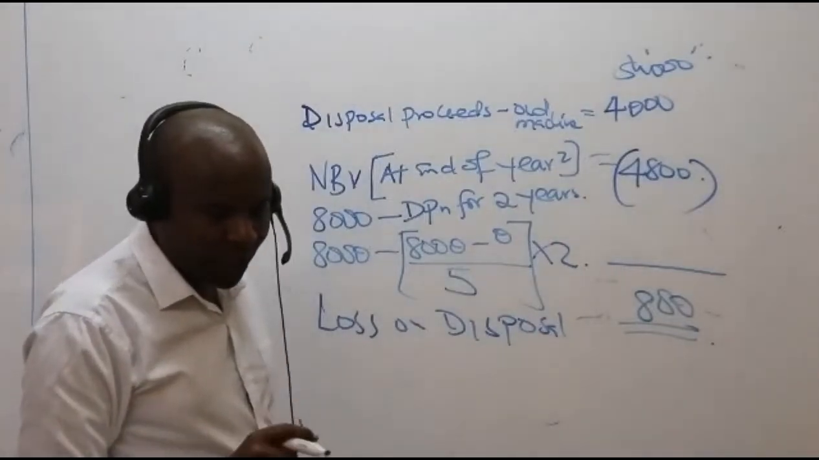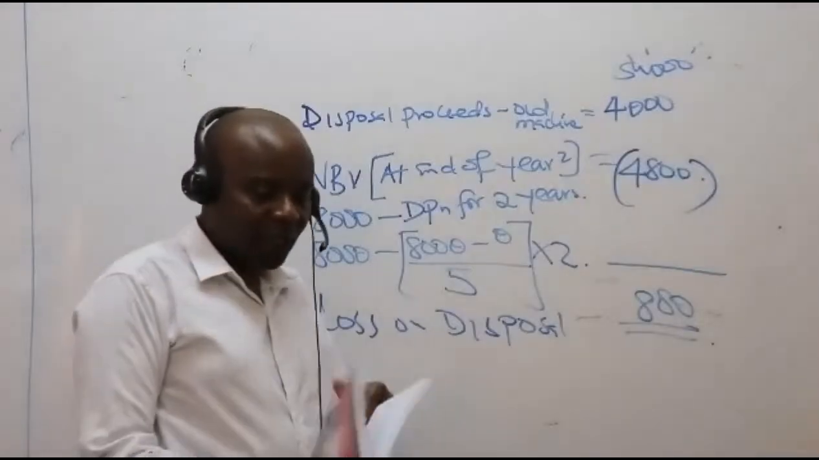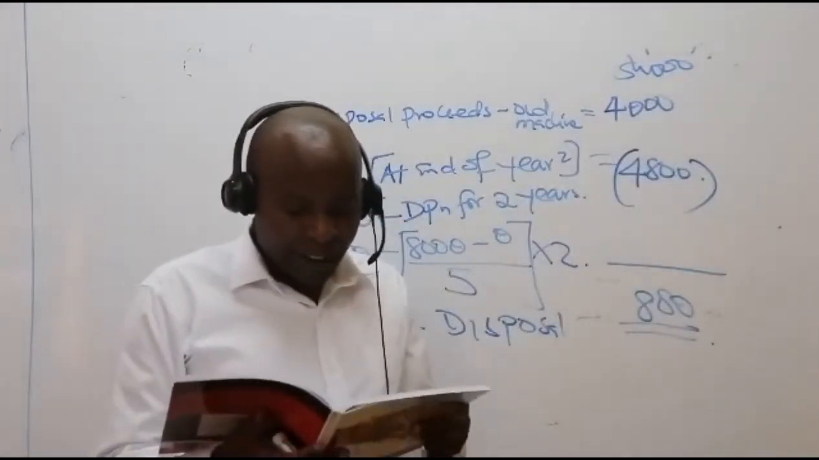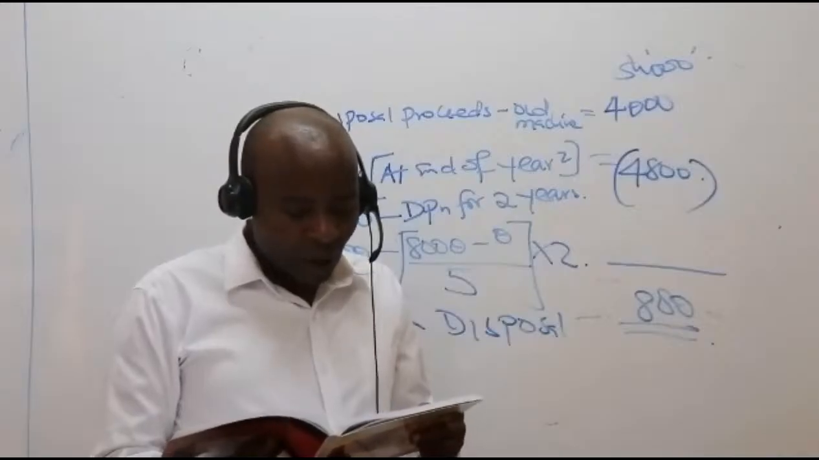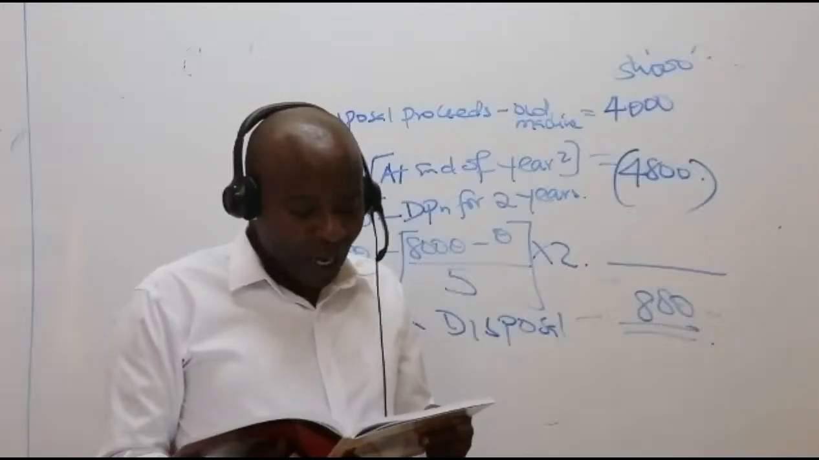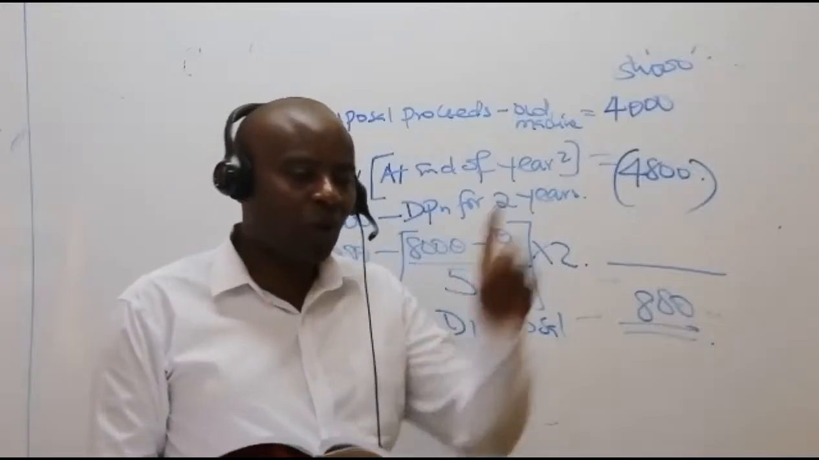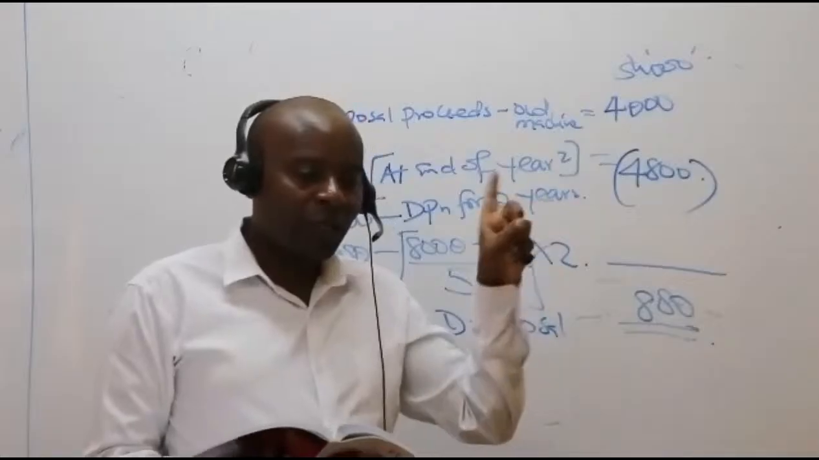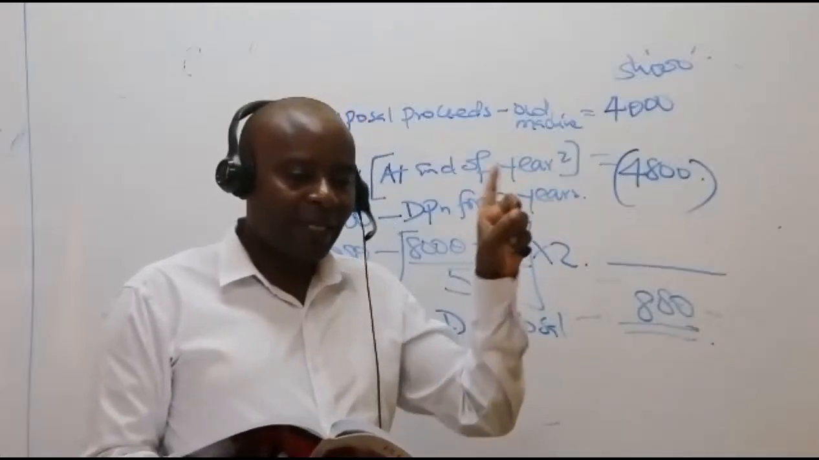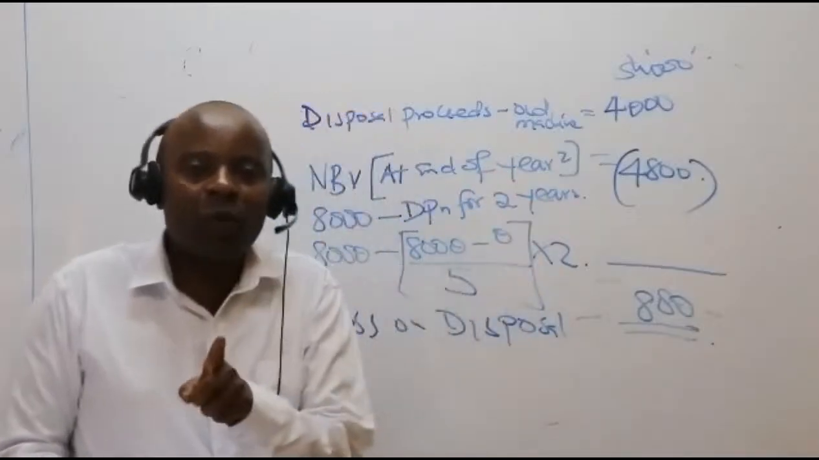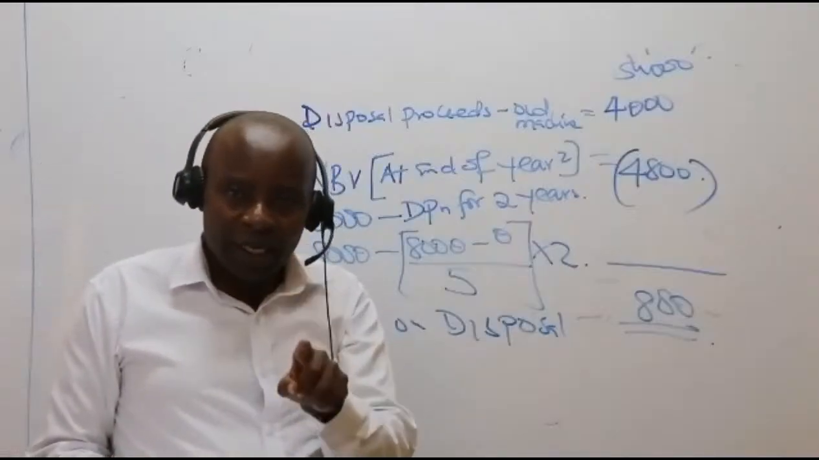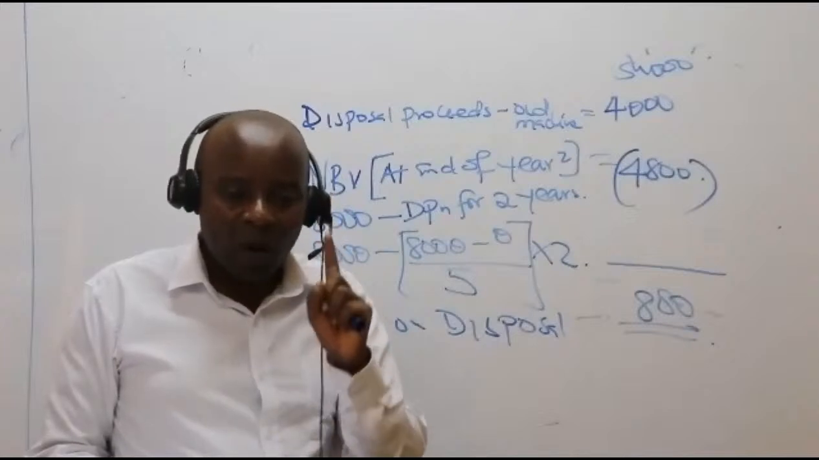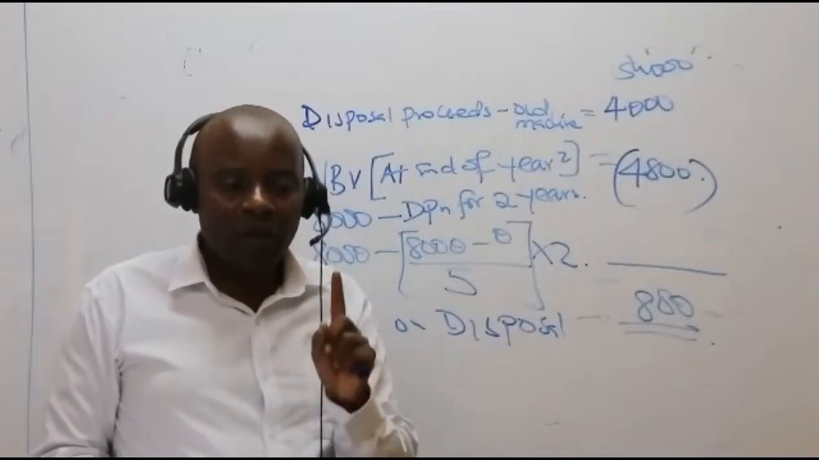Can it be 2 plus 5, 7 years? Let's see. The existing machine was acquired 2 years ago at a cost of 8 million. The existing machine was estimated to have a useful life of 5 years. That was estimated at the time. They're not saying that from today we are estimating another 5 years. No. The old machine at the time of our acquisition was estimated to have how many years?